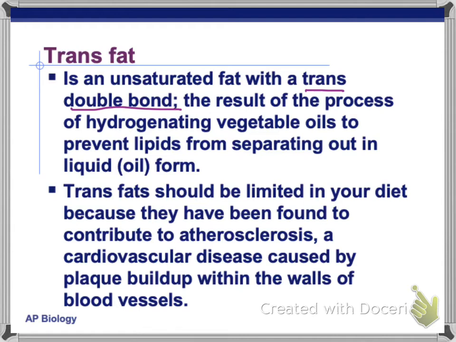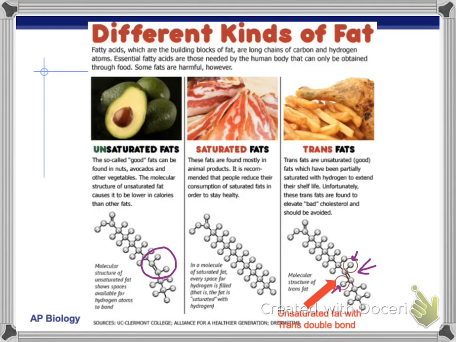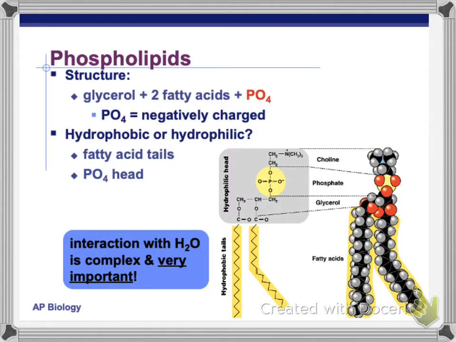But scientists have since figured out that trans fats, like saturated fats, also tend to build up plaques and lead to heart disease. So you want to limit the number of trans fats in your diet. All right, now let's look at the next type of lipid, which is a phospholipid.